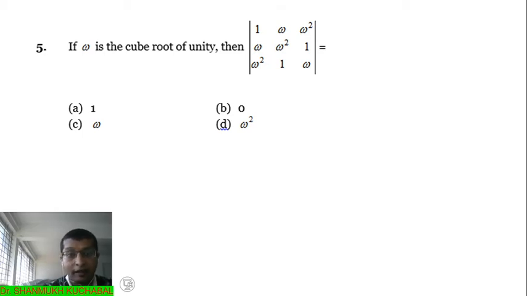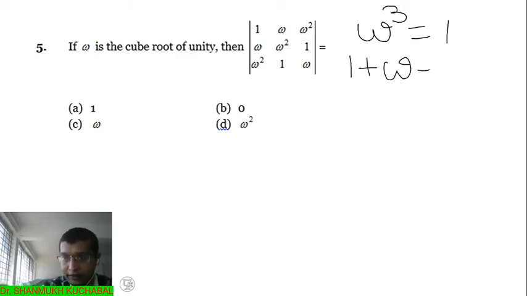So here, before solving this, see, omega is a cube root of unity. So you know, all of you, in a complex number, this we have discussed. Once again I write this, omega cube equal to 1. Along with this, one more formula we have, 1 plus omega plus omega square equal to 0. You have to remember these two formulas.